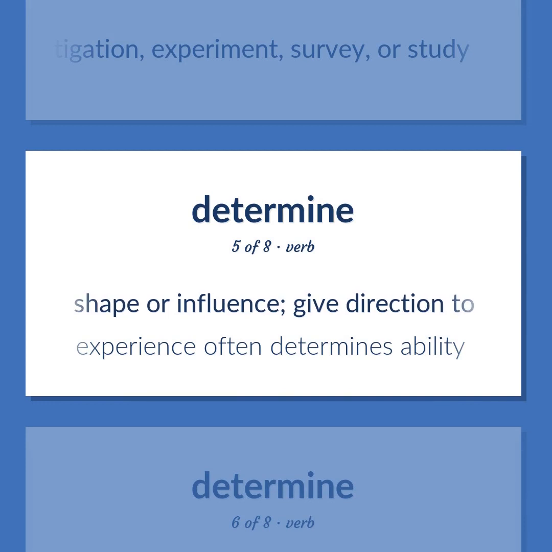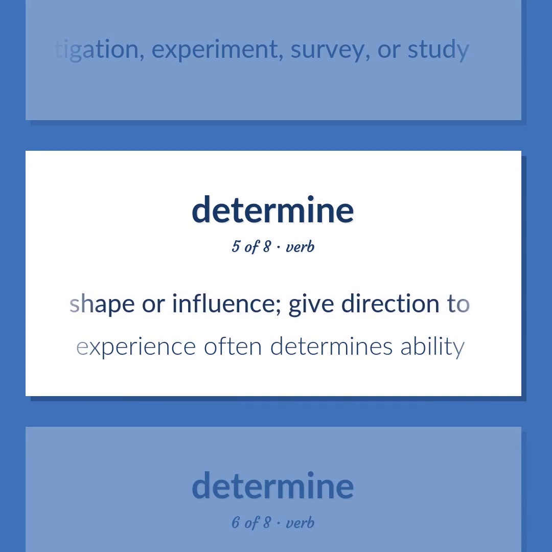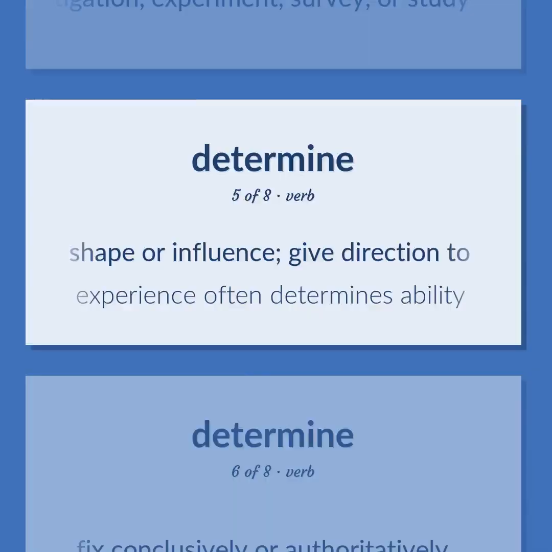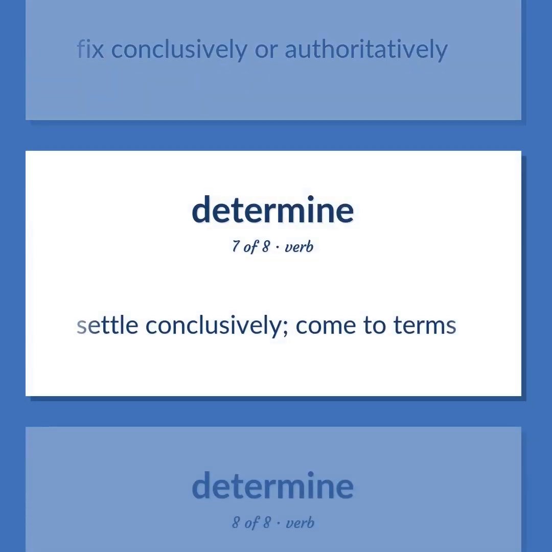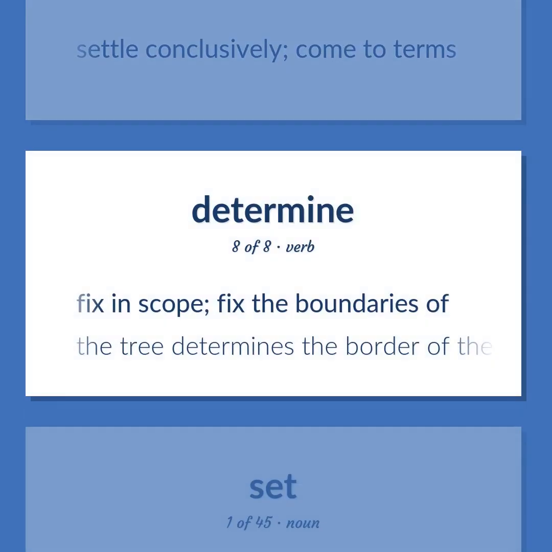Shape or influence. Give direction to. Experience often determines ability. Fix conclusively or authoritatively. Settle conclusively. Come to terms. Fix in scope. Fix the boundaries of. The tree determines the border of the property.